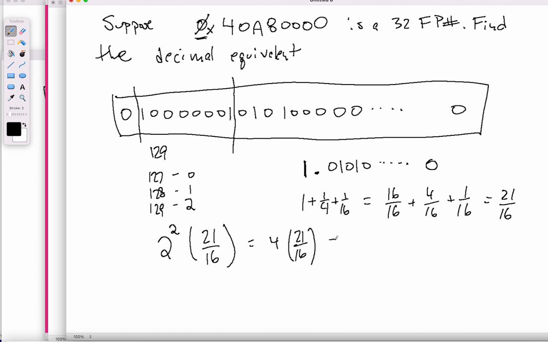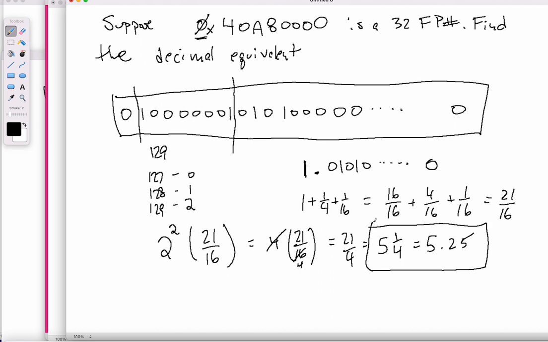And I go ahead and I cancel. Okay, so I cancel the 4 and I cancel the 16 and it becomes a 4. This is 21 over 4, which is equal to 5 1/4, which is equal to 5.25. And either one of these answers is fine. I don't particularly care. But this is converting a 32-bit floating point number, finding the decimal equivalent.